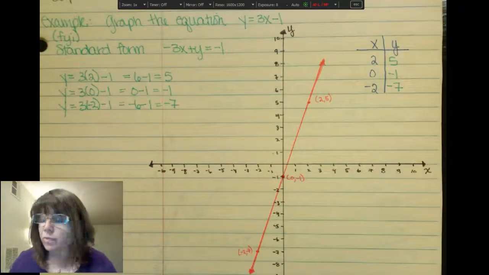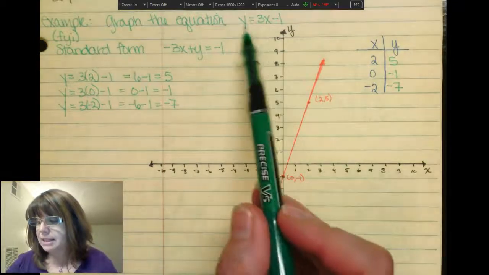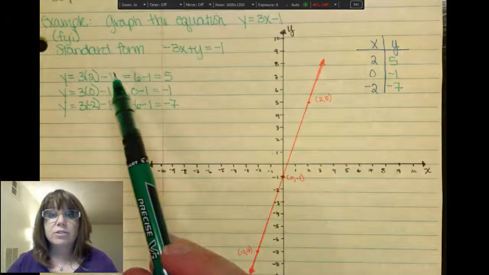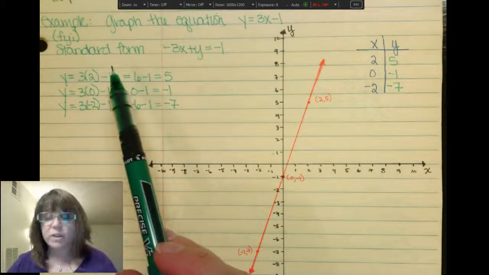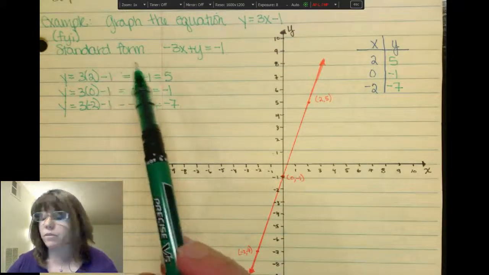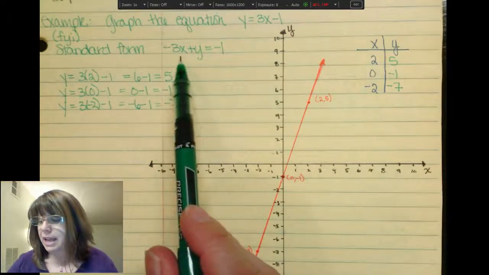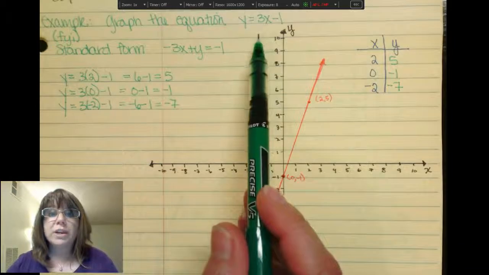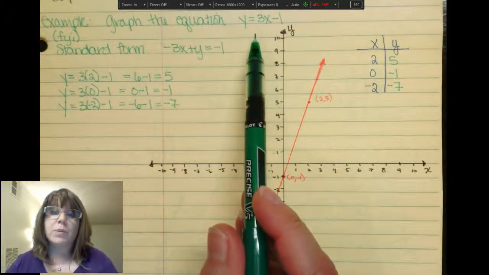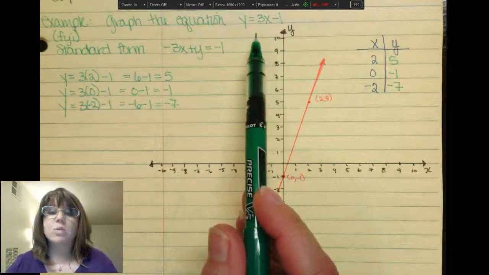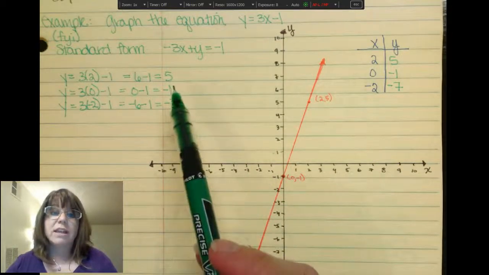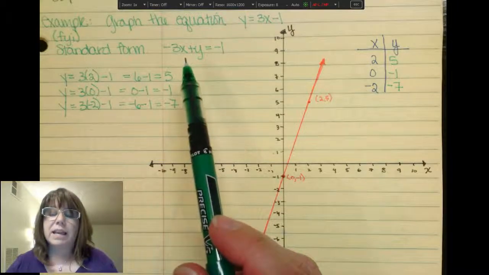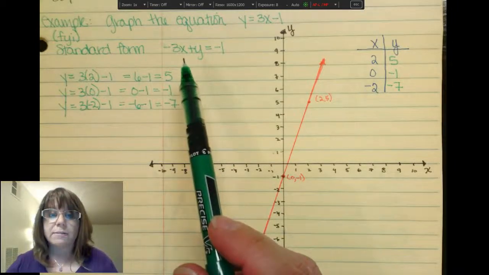Here's an example that I've worked out for you. So y equals 3x minus 1. The standard form, just for information purposes, would be -3x plus y equals -1. We can use the equation that we're given, y equals 3x minus 1, just fine to find our solutions. That is not in standard form. The standard form would be negative 3x plus y equals negative 1.